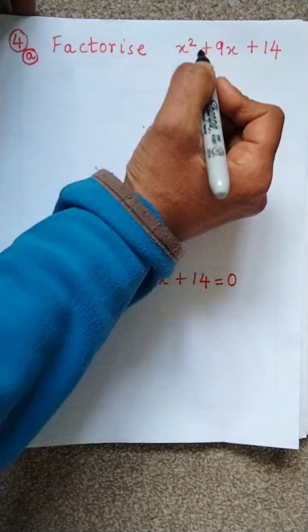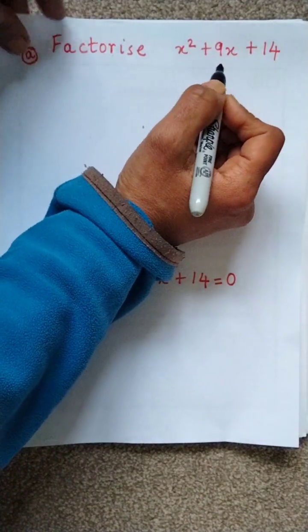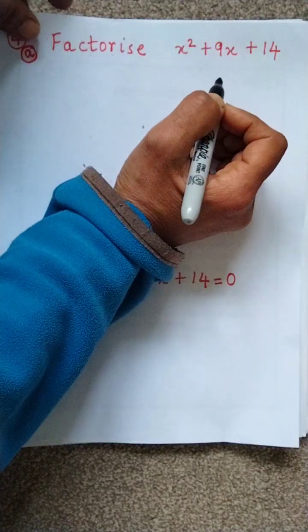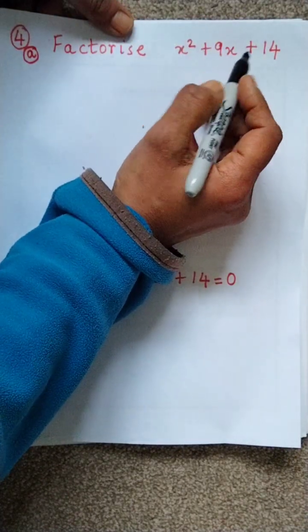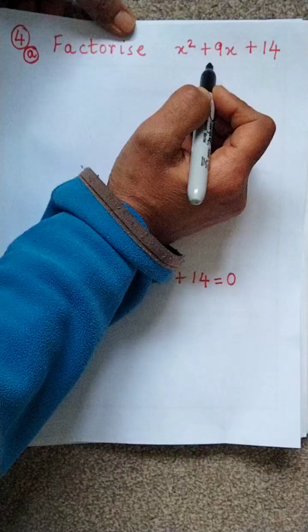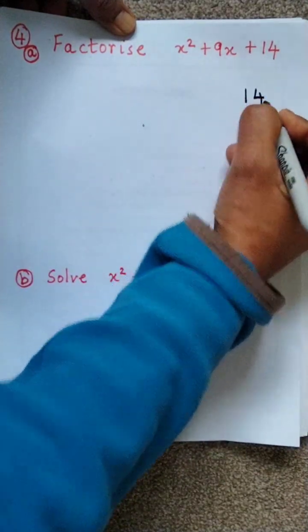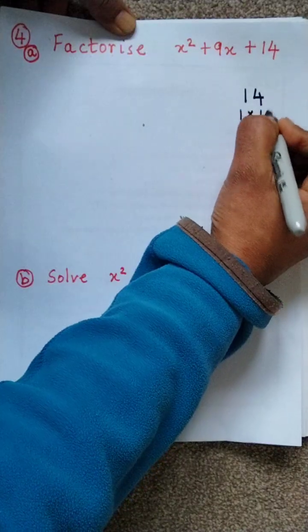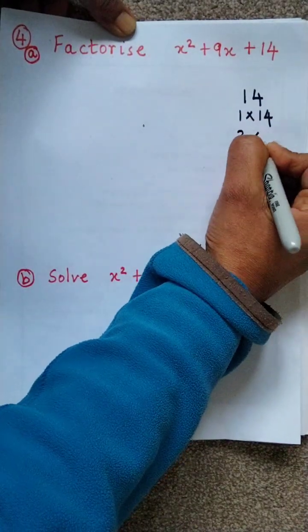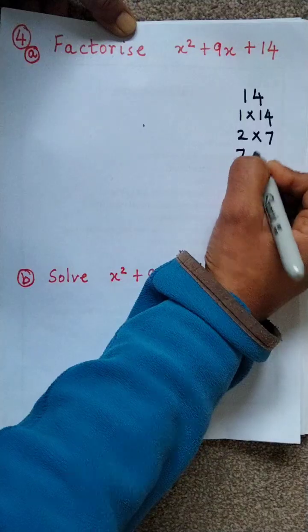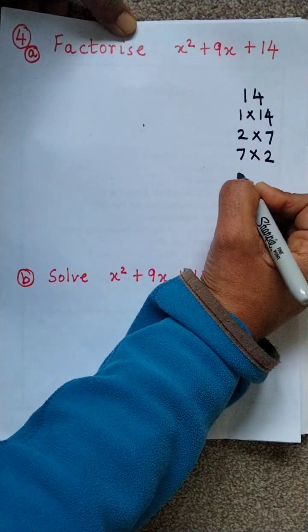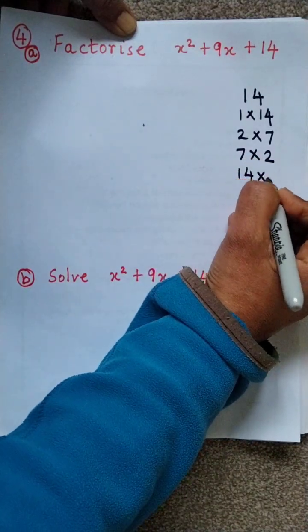Factorize x square plus 9x plus 14. Here both are positive, both are positive. We'll see. 14 can be written as 1 times 14, or 2 times 7, or 7 times 2, or 14 times 1.